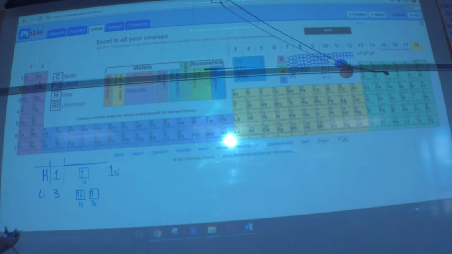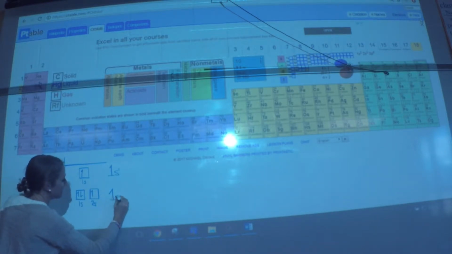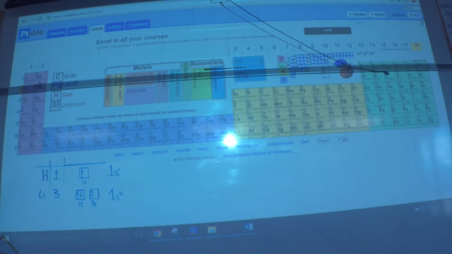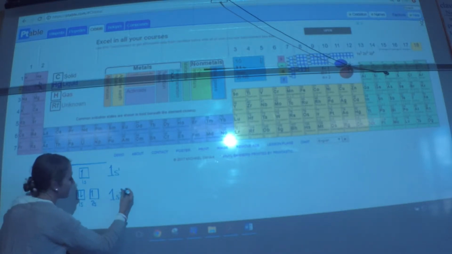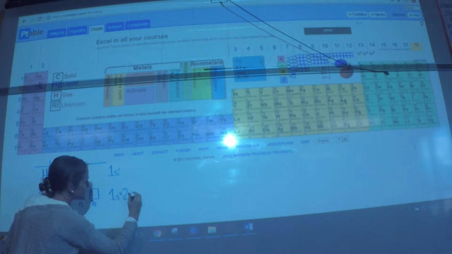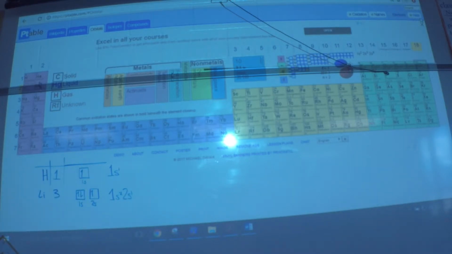So for the configuration, we would write 1s2, because there's 2 electrons in the 1s. And then right next to it, you'd write 2s1. Would you like to put a comma in between or just? Nope, you just connect it as a big thing. Yeah, don't do commas.